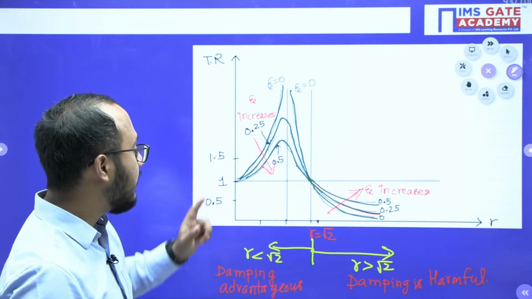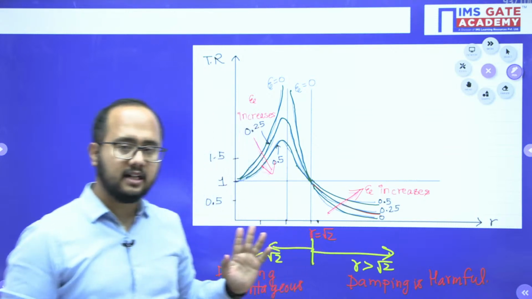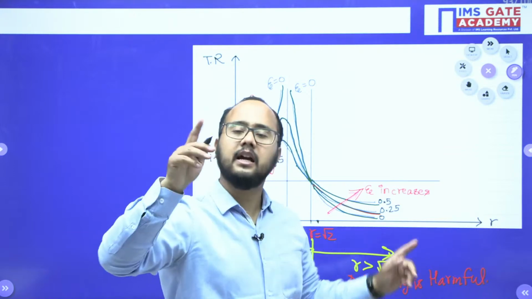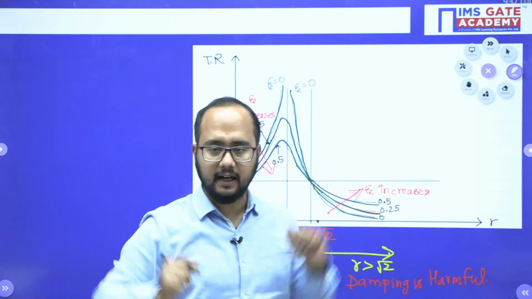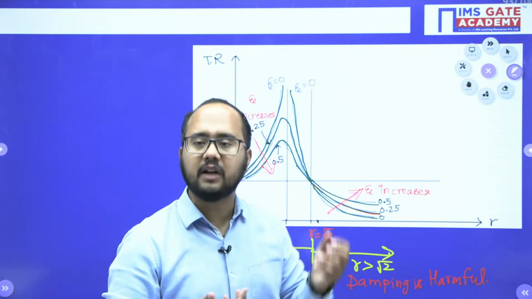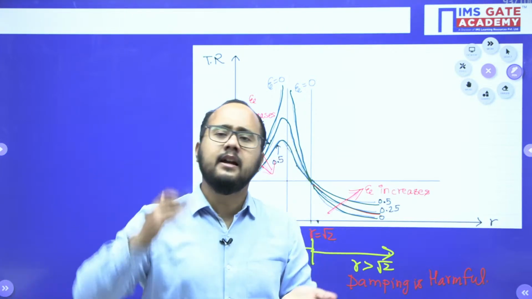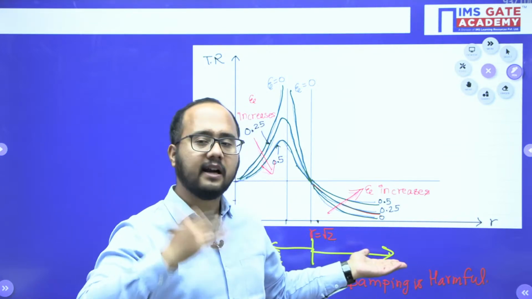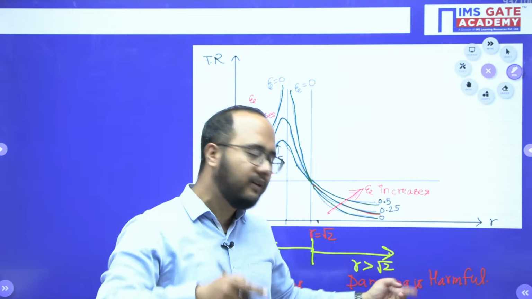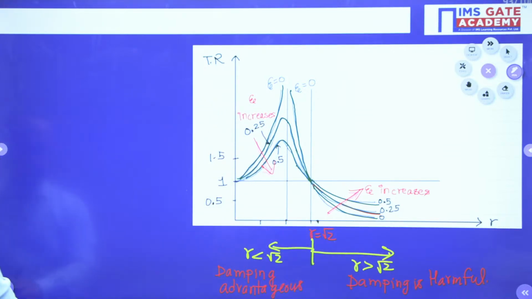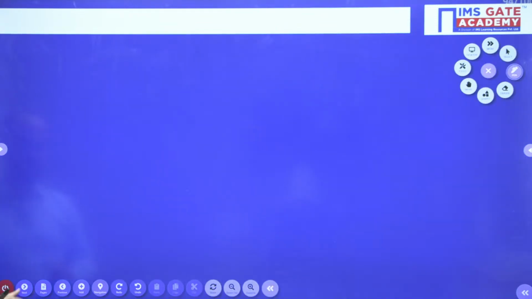Right? So from this diagram you can understand, if the R value is greater than root 2 and we are providing more damping, it will affect the system negatively. Now if R value is less than root 2 and you are increasing the damping, it will affect the system positively. It means the transmissibility ratio decreases. In this case, the transmissibility value increases. That's why we are saying it is harmful or detrimental. Clear? Now moving forward.